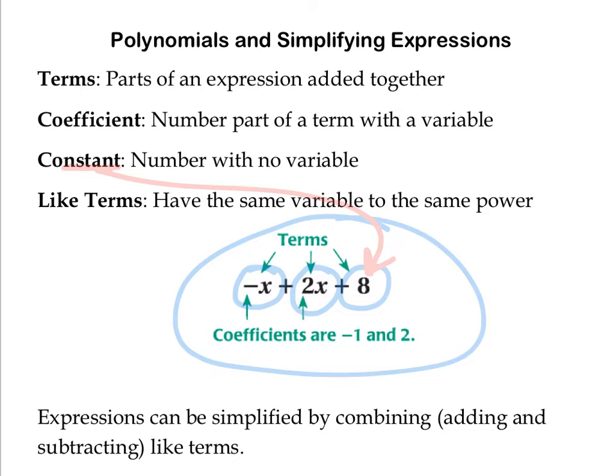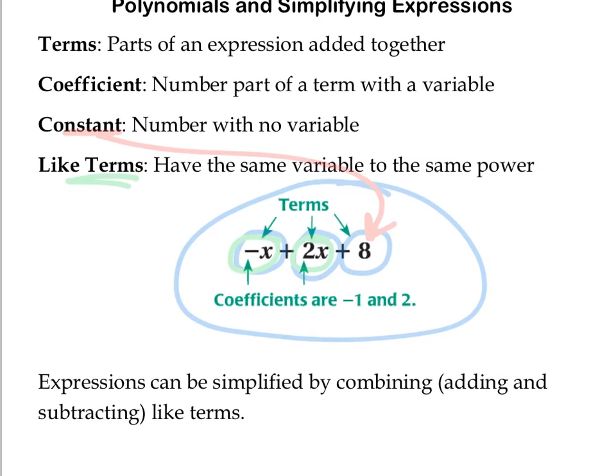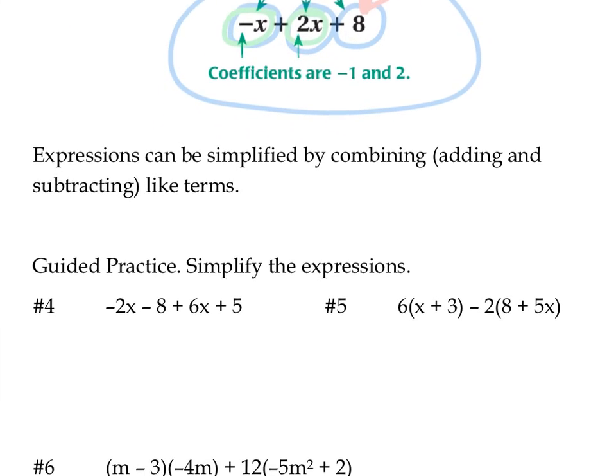And then we have like terms. Like terms have the same variable to the same power. So examples of like terms would be x and 2x. They have the same variable, x, to the same power, the first power. Expressions can be simplified by combining those like terms, adding and subtracting them. We're going to see some examples of how to do that here.